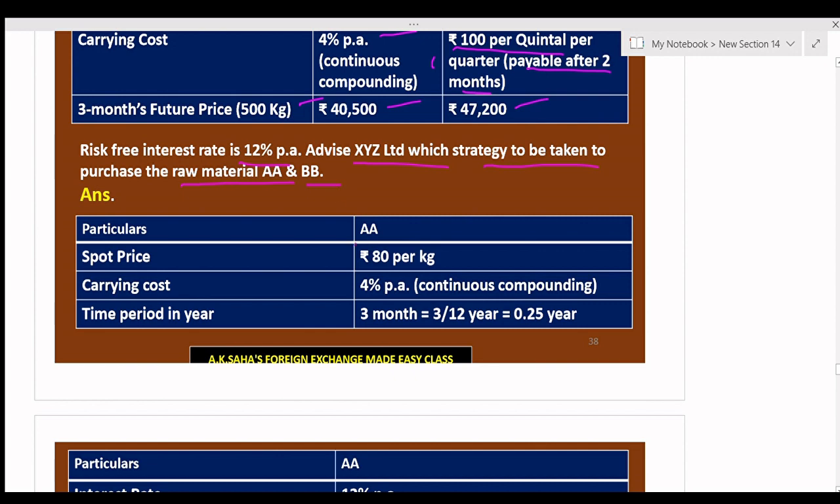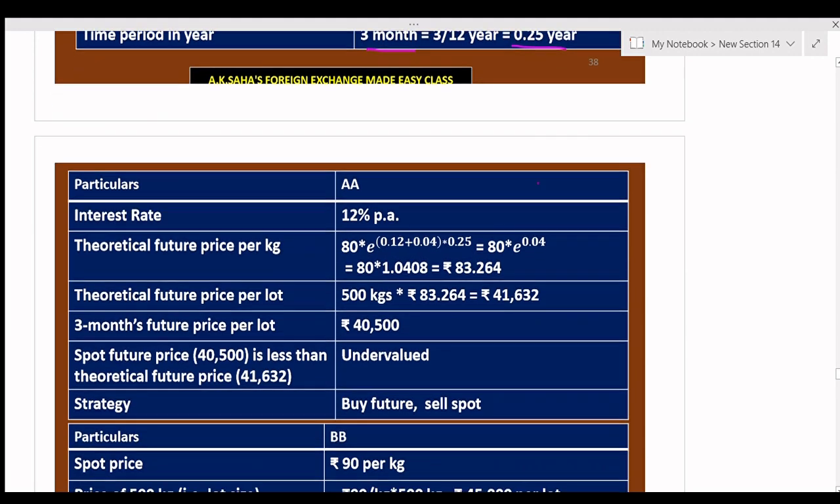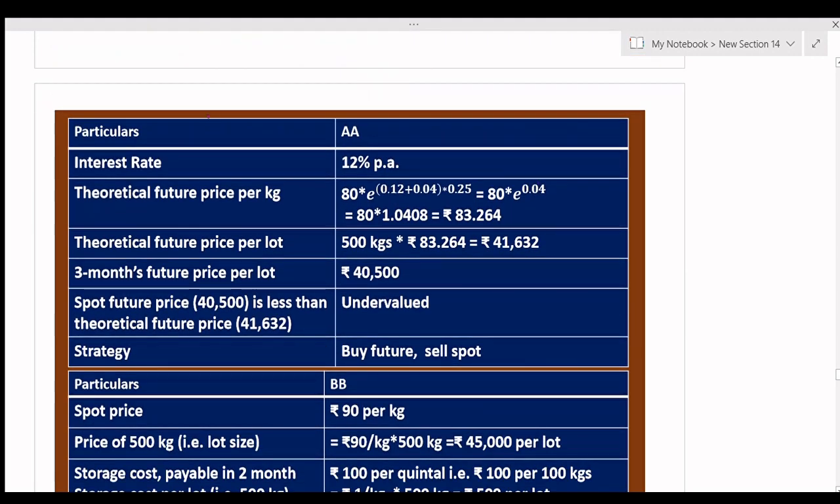Now come first to raw material AA. The spot price is rupees 80 per kg. Now carrying cost is 4% per annum, continuous compounding. Time period is 3 months, that is 0.25 year. Interest rate is 12% per annum. Now the theoretical future price, that is the fair price, is equal to rupees 80 into e to the power RT.